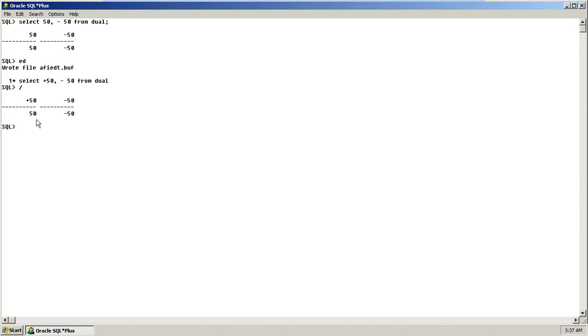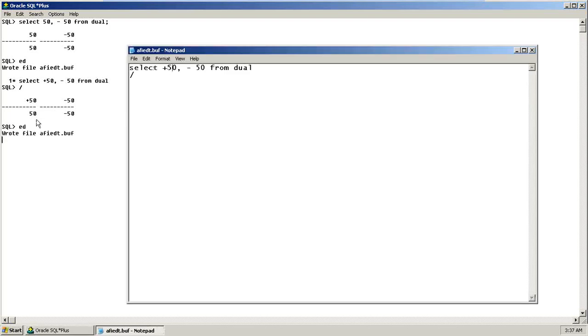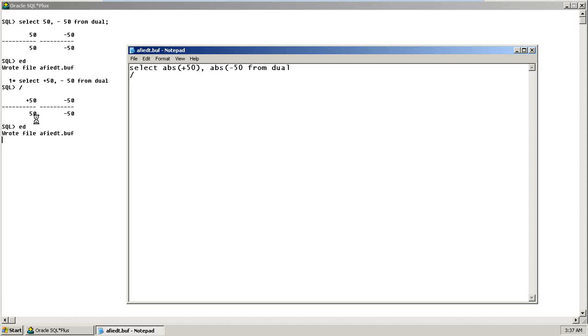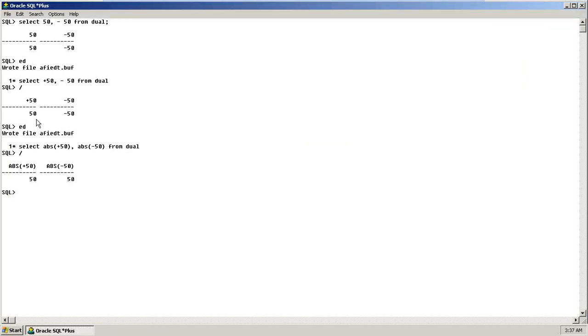Suppose here you want to return positive numbers only. ABS. ABS stands for absolute number. So always it returns positive. Even though it is a negative number, make it positive. See, now both return positive numbers. A negative number also can be converted into positive. That is ABS, absolute value. ABS function always returns positive.